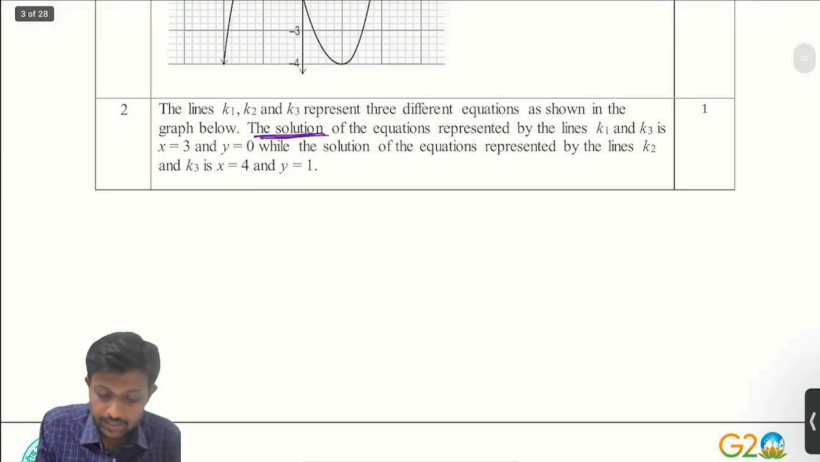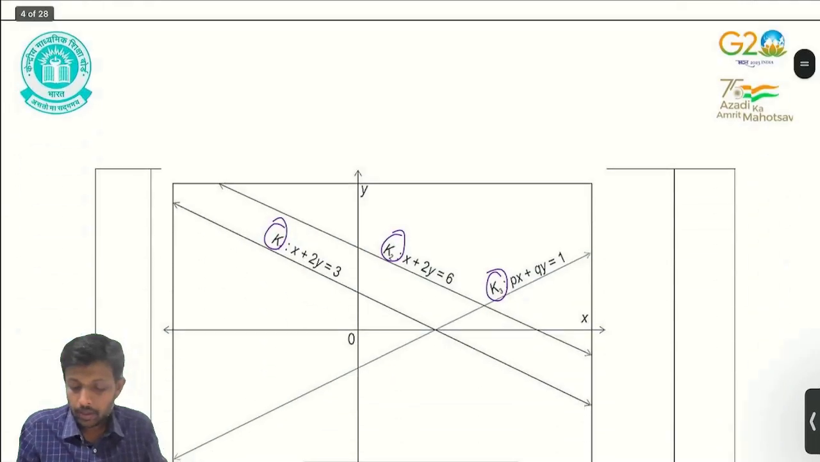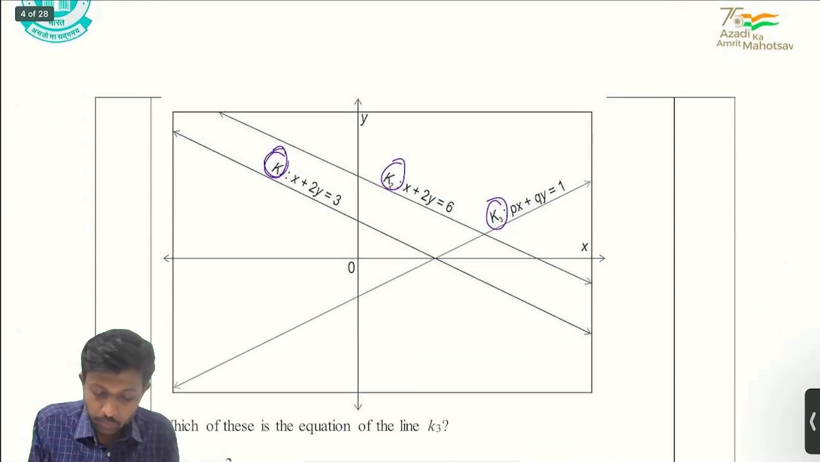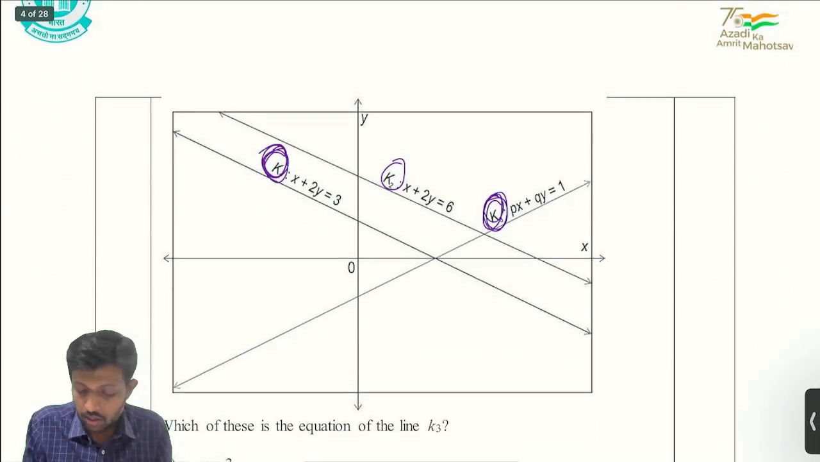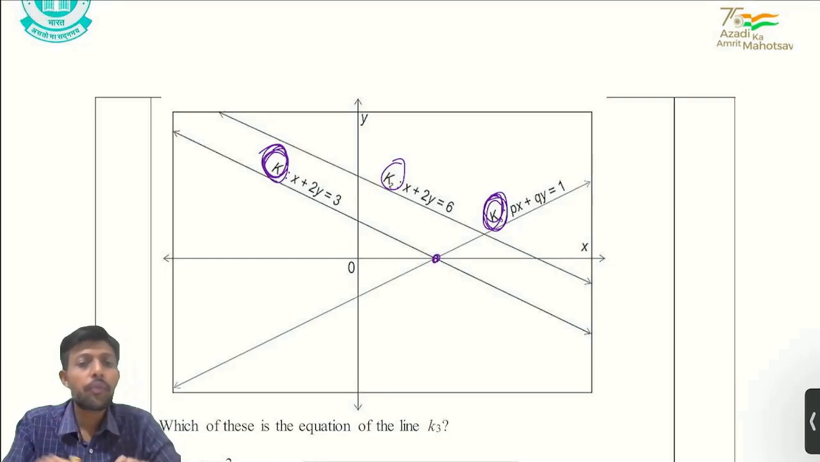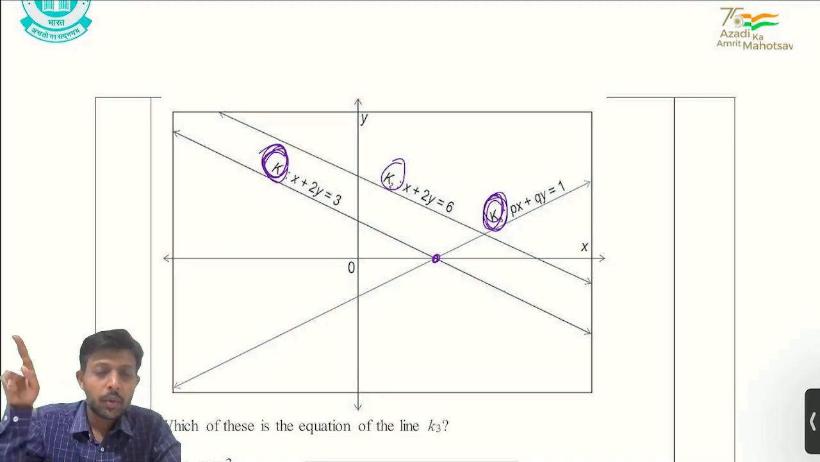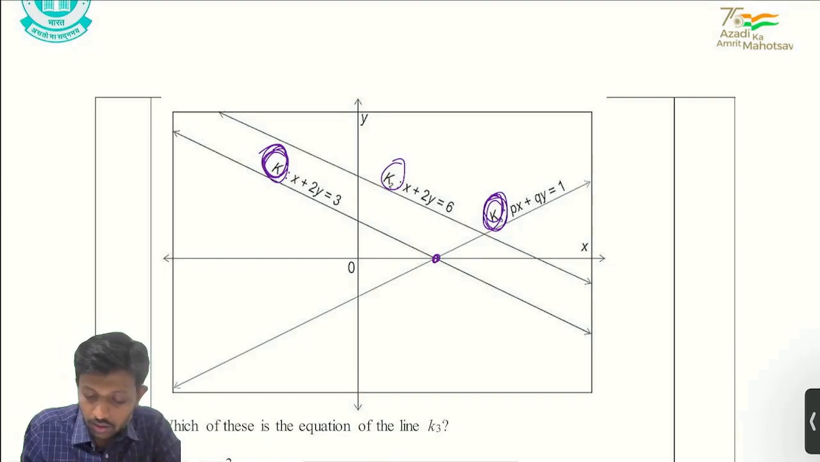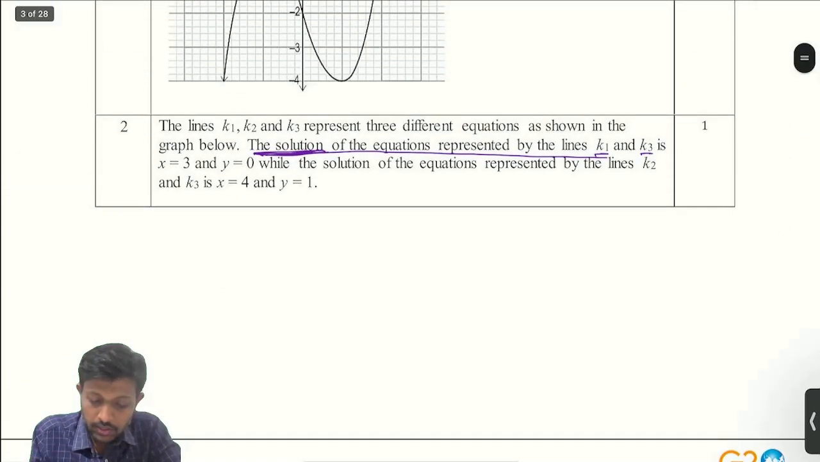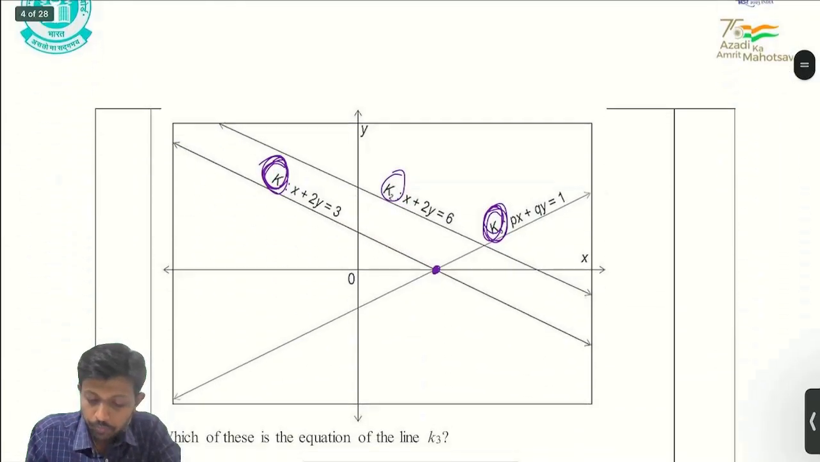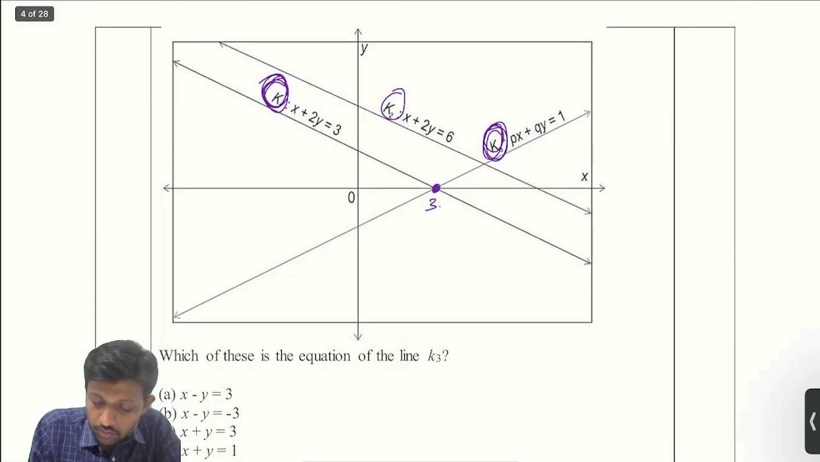So the second line says the solution of the equation represented by K1 and K3. So this is K1, this is K3. Its solution would be this point, right? Solution of a pair of linear equations would be where those two lines cut each other or intersect. So this point is given in the question as 3, 0.